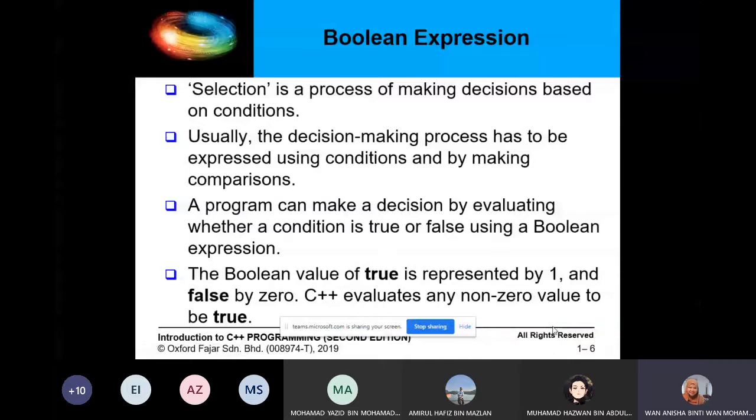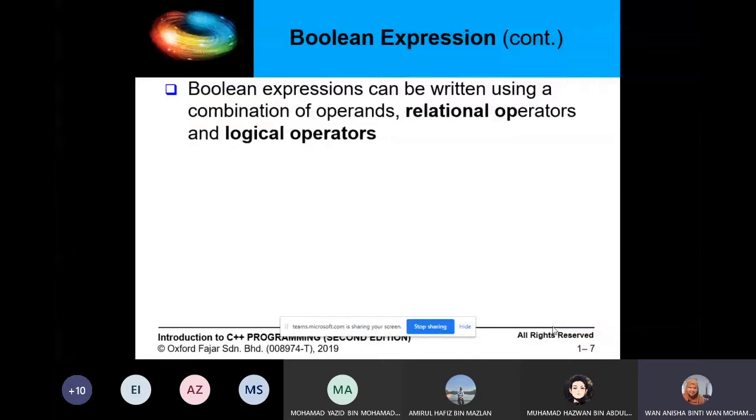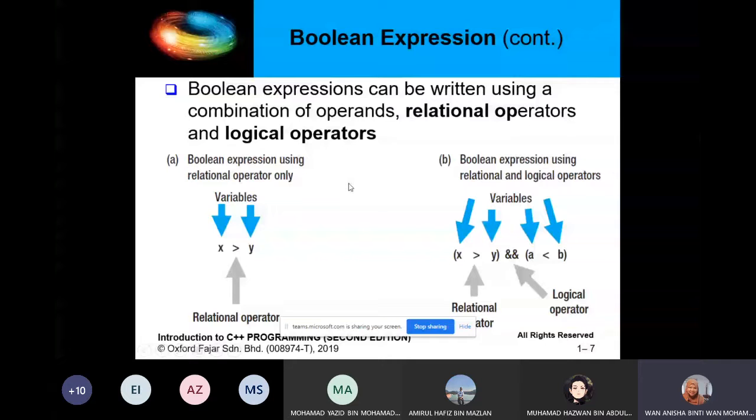Now, right now we go to the relational operator. So in order for you to write a simple condition, you need the relational operator first. This is how you read a condition. X, is it greater than Y? So your answer will either be true or false. So we start with the relational operator first.